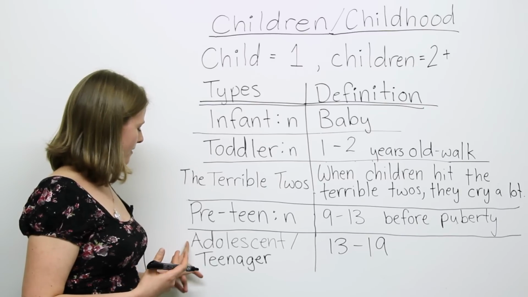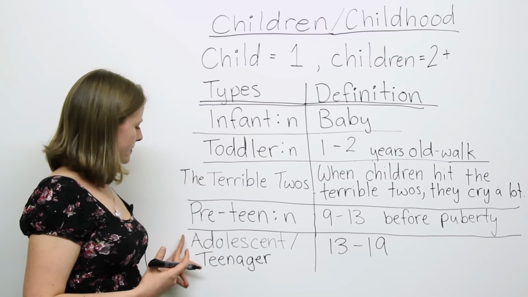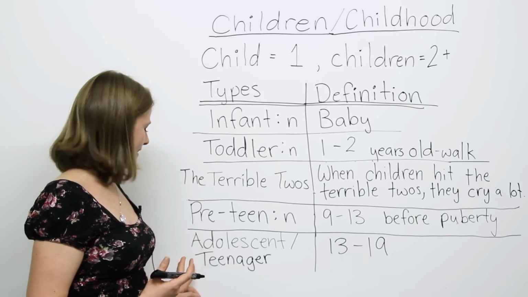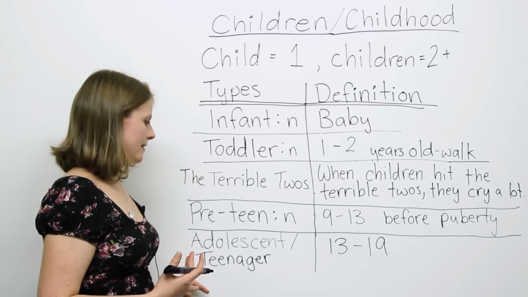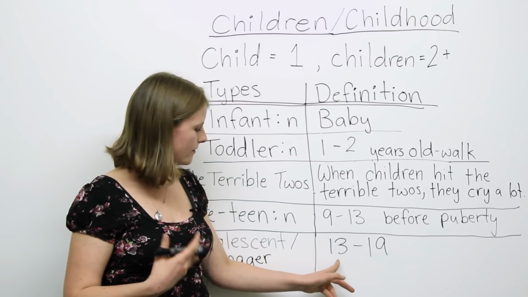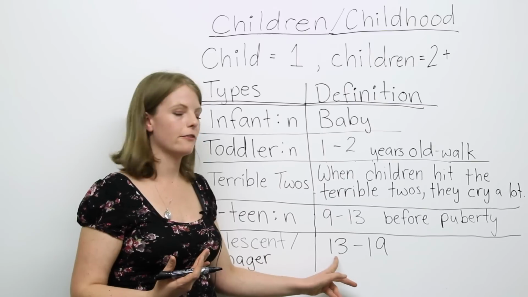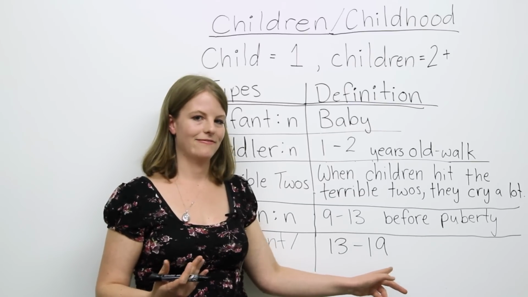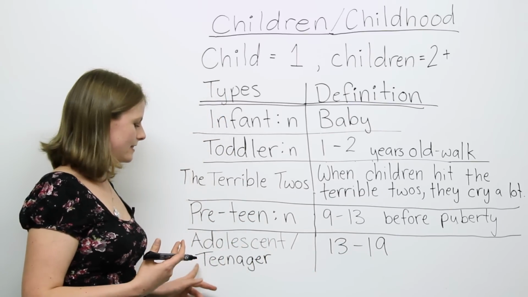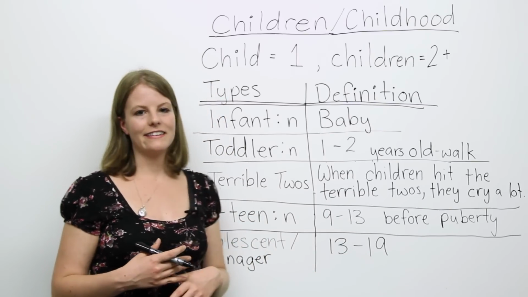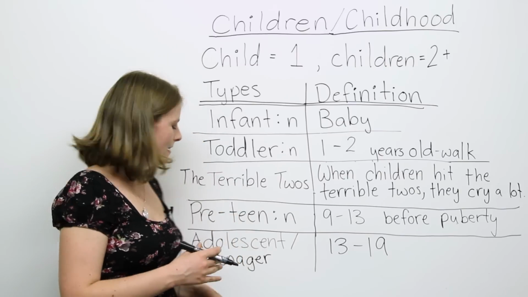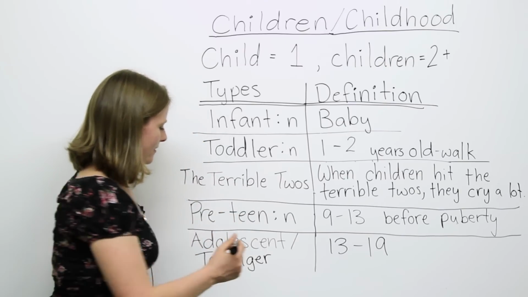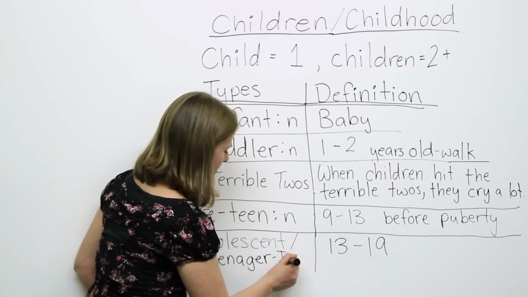And then finally, our last 2 definitions for the types: adolescent and teenager. These words are synonyms. They're for people between the ages of 13 and 19. So maybe you have teenagers at home, maybe you have adolescents, maybe you are a teenager. We can also shorten this. You will often hear the word teen.